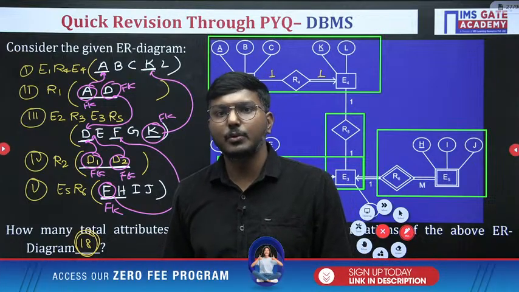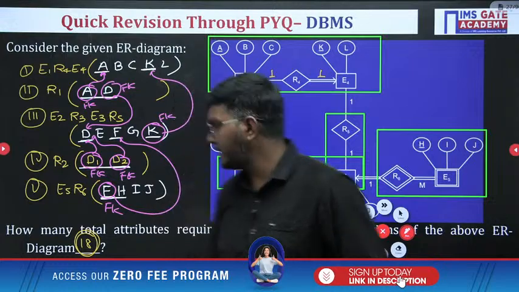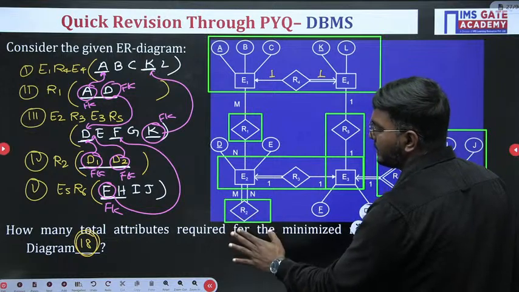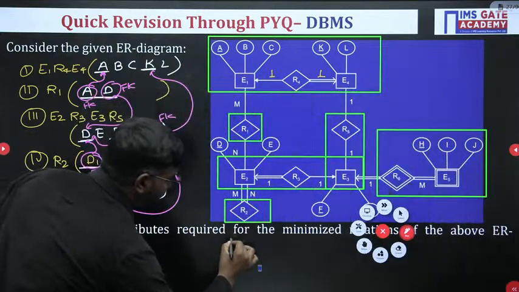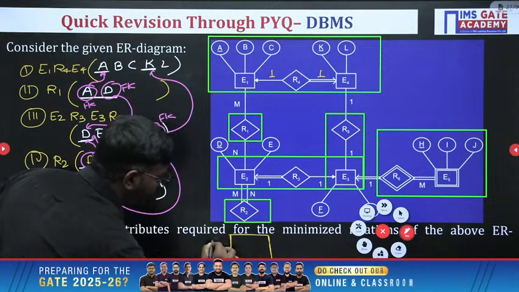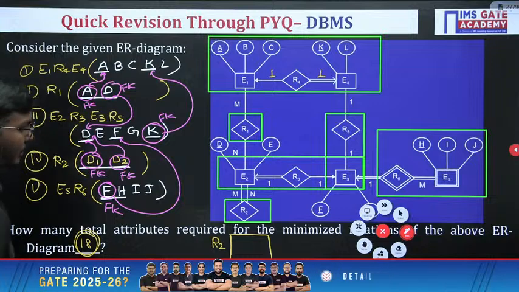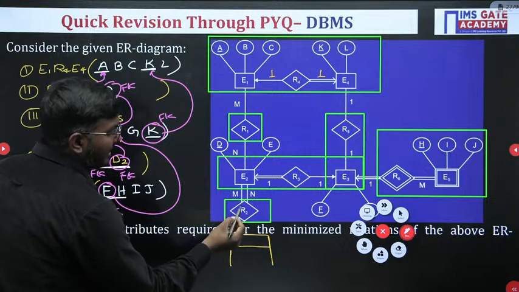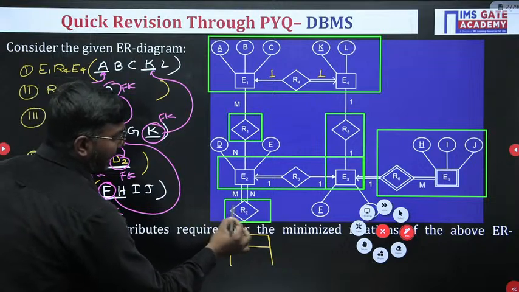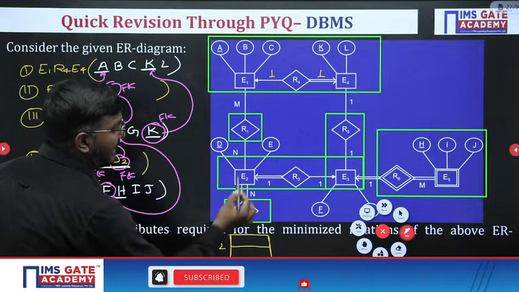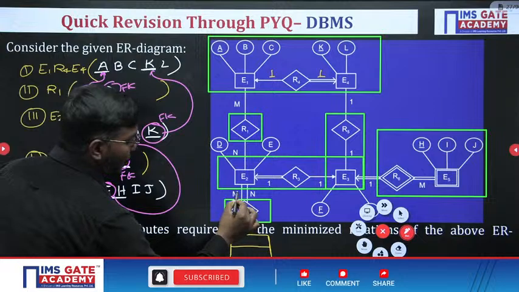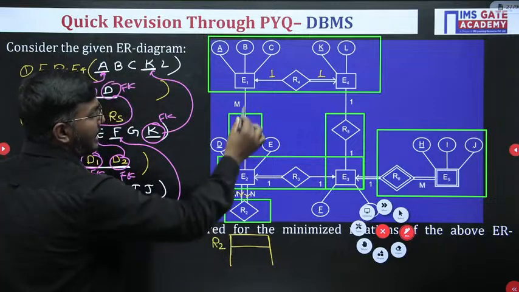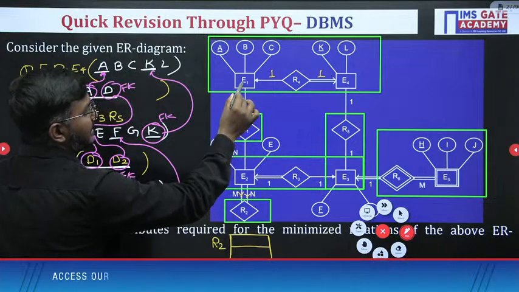Sir, in R2, why are there 2 foreign keys in the same D? See here, this R2 is a self-referential relationship set. If I find the table for R2, as we have discussed in the classroom, this R2 will take the key attribute from the many side. Now R2 is having binary participation, which means it will take one key attribute from the left side and one key attribute from the right side. Like here, this is many to many, so R1 will take the key attributes from the E1 side and E2 side also.